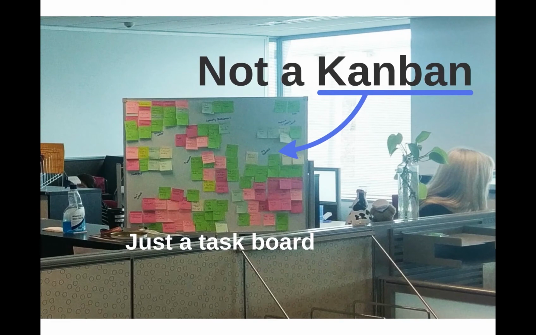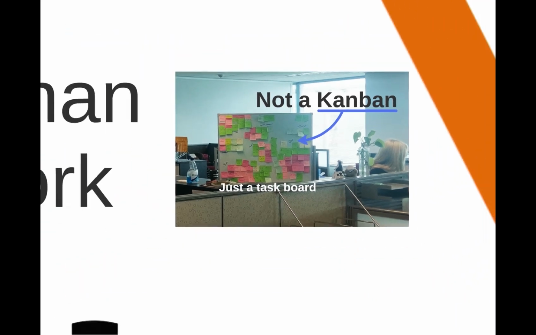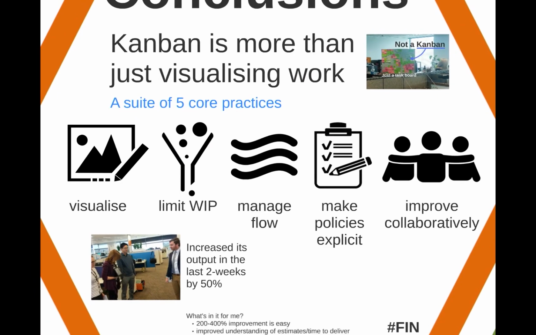Kanban is more than visualizing work. This isn't a Kanban board. Why? Where's the flow? Can you see the flow? No. What about that first example? Could you see the flow of work through the system? No. They're not even limiting the amount of work they're taking on either. Way too much stuff going on. This is not Kanban. It's a task board. I mean, visualization is good, but it's just about tasks.